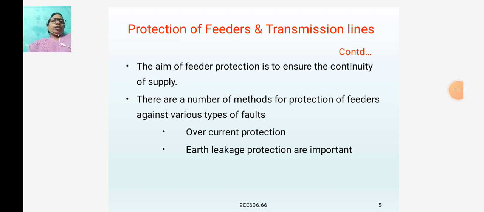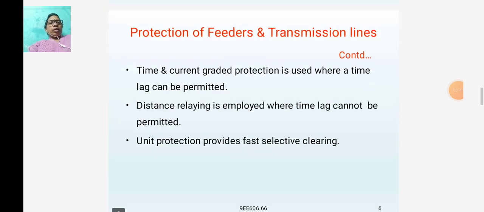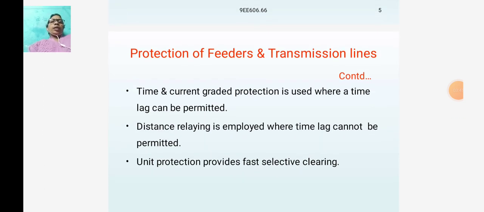The aim of feeder protection is to ensure the continuity of supply. There are a number of methods for protection of feeders against various types of faults. Overcurrent protection and earth leakage protection are important. Also, time and current graded protection is used where a time lag can be permitted. Distance relaying is employed where time lag cannot be permitted. Unit protection provides fast selective clearing.